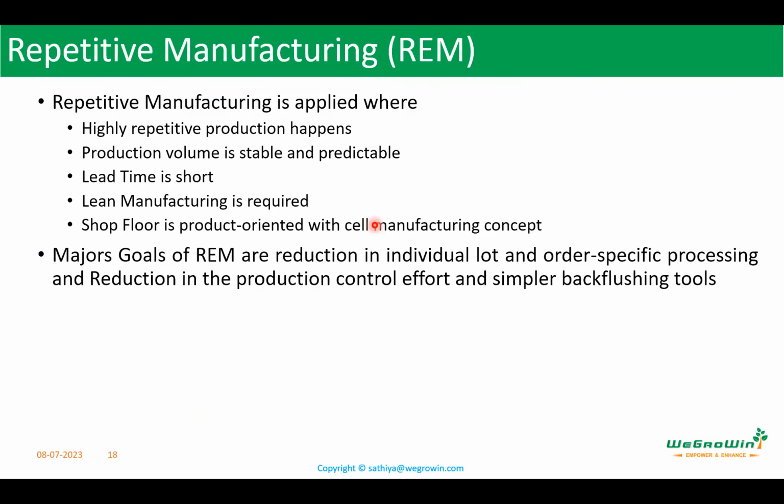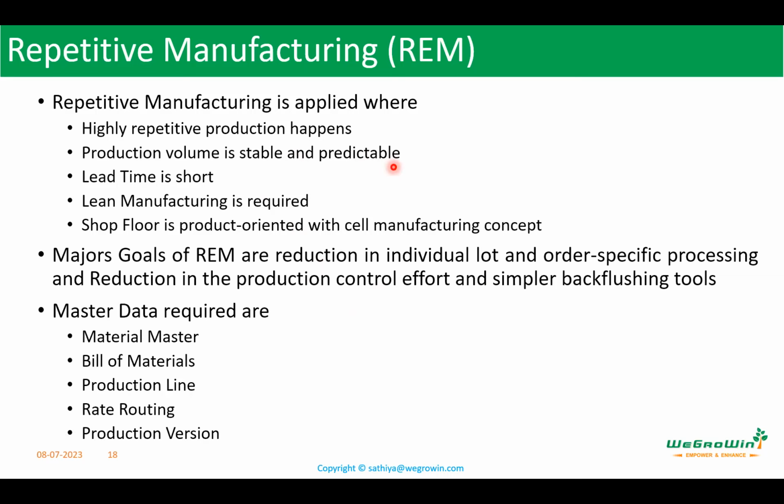Next is repetitive manufacturing, which is applied where highly repetitive production is happening, where production volume is stable and predictable, continuously the same production, repeatedly the same product. At the same time, lead time is short, which means material should always be available. Here lean manufacturing is required. The shop floor is product oriented or cell oriented. The major goal of REM, that is repetitive manufacturing, is reduction in individual lot and order-specific processing, reduction in production control effort, and simplified backflush, which means material automatically gets consumed. That's what makes it predictable and stable.